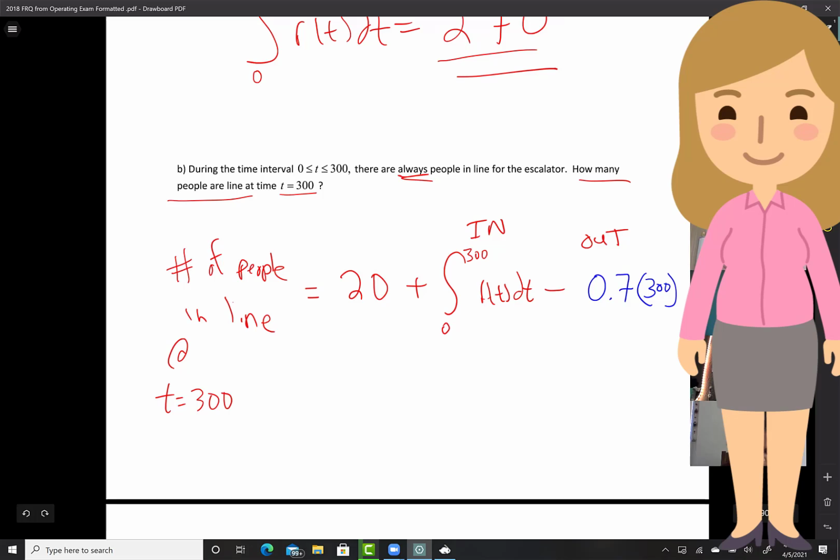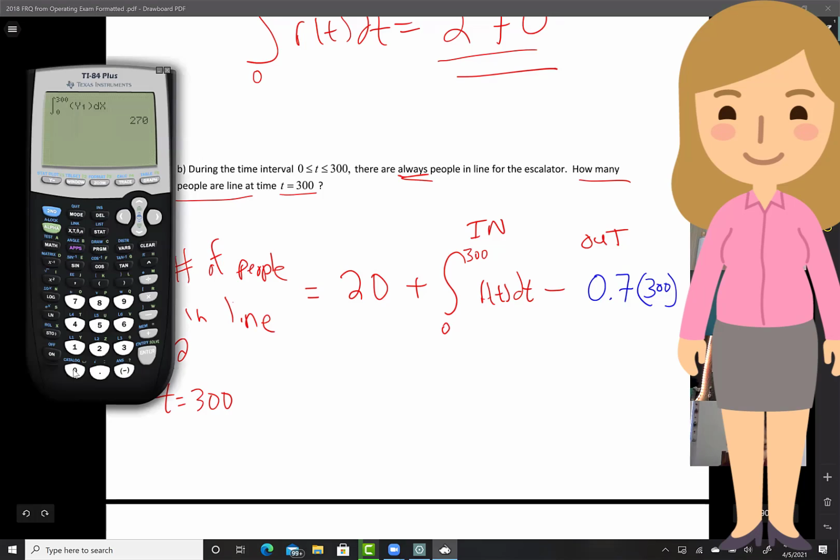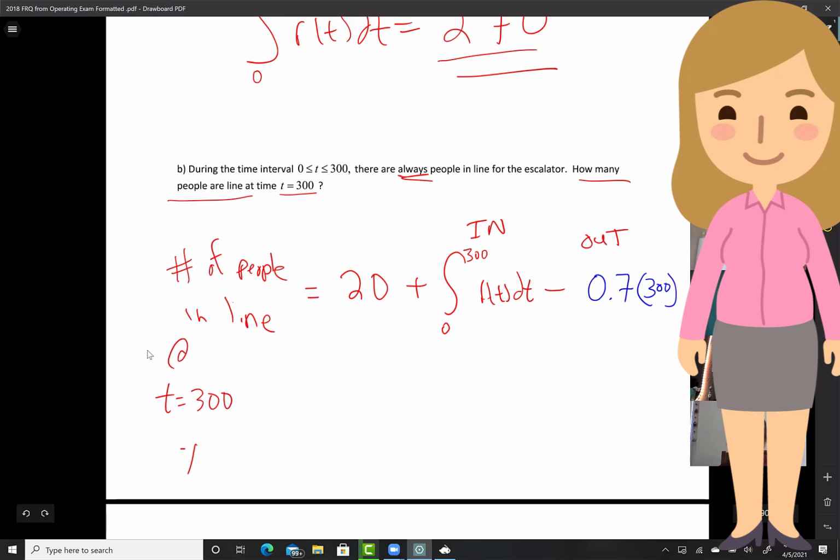So there it is. Let me take my calculator. 20 plus 270 minus 0.7 times 300. There's 80 people in line. There is 80 people in line at t equals 300 seconds.